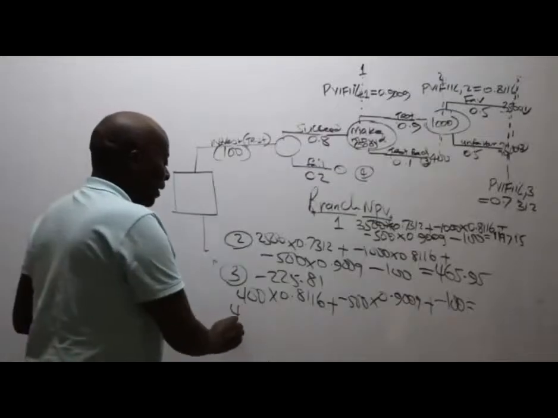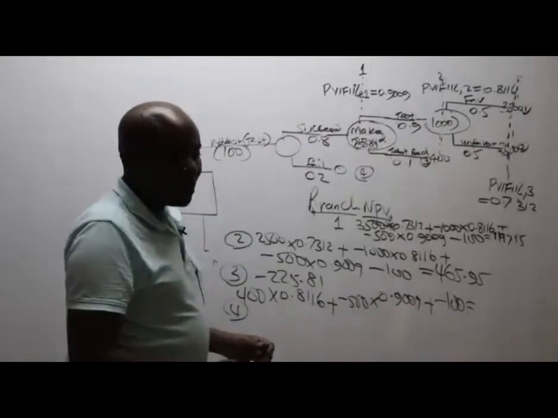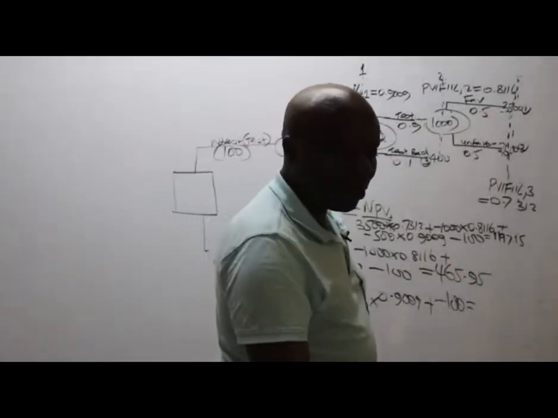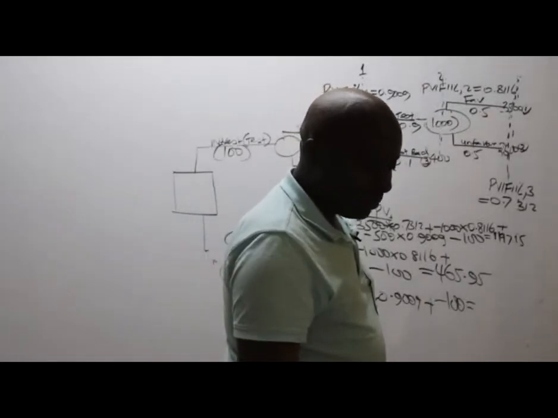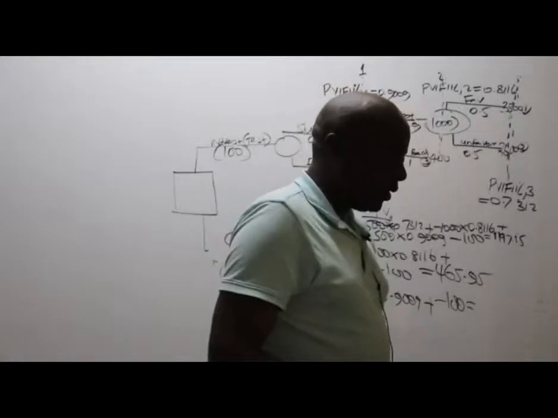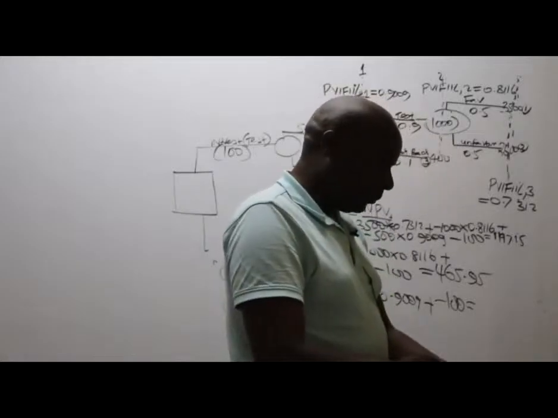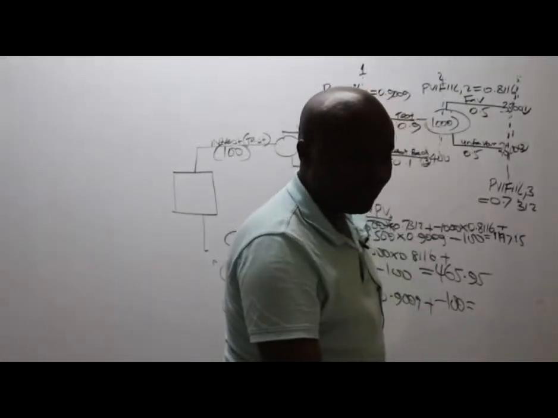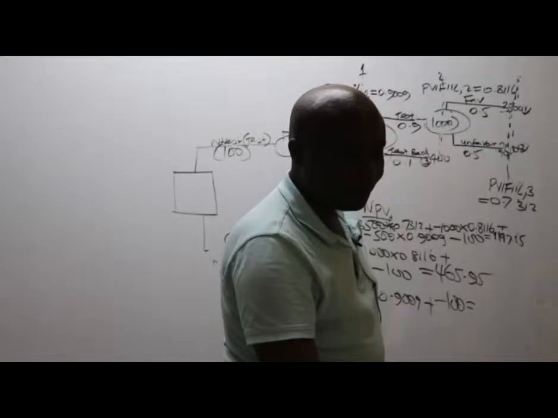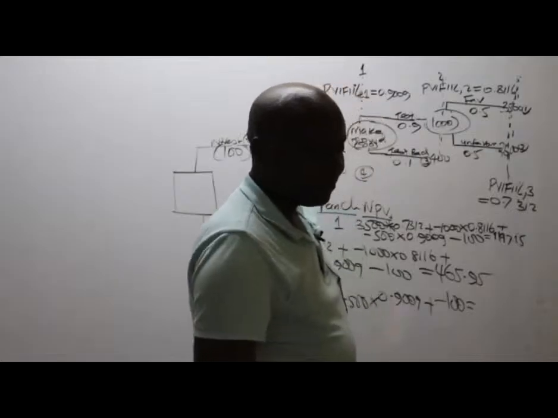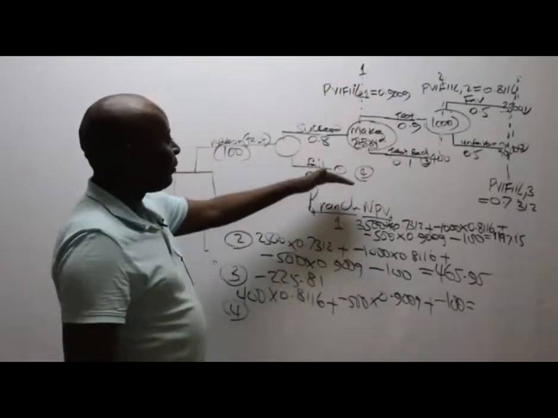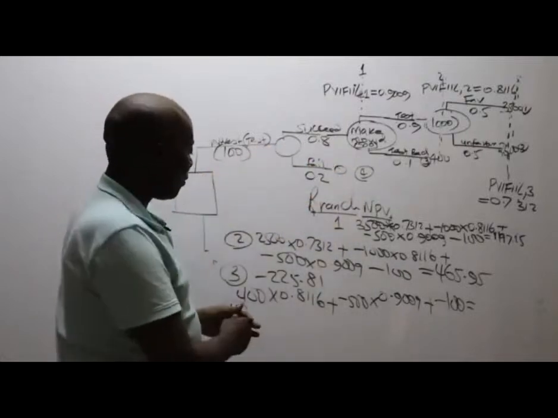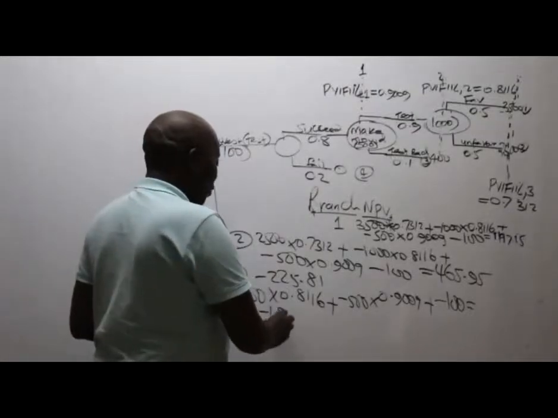And then you go to branch number 4. What do we have in branch number 4? Branch number 4 has no cash flow, 0, minus 100. So branch number 4 is minus 100.